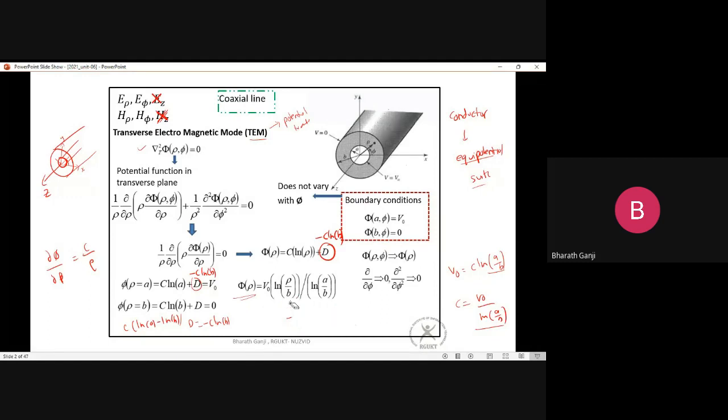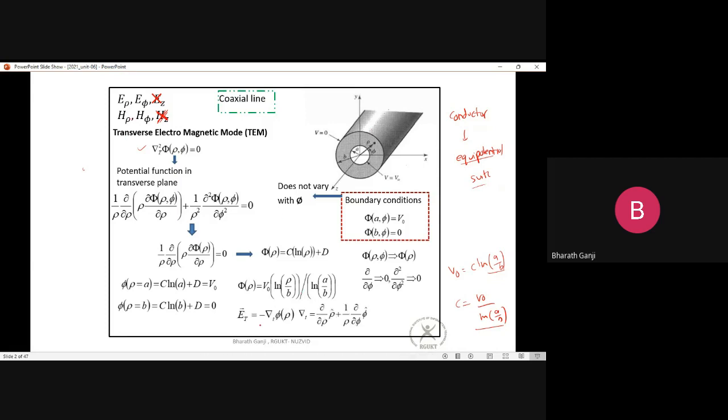So I have a solution, in fact, and I can see that the potential function is not a function of phi, and I get a solution to this differential equation. So in fact, a transverse electromagnetic wave can exist on this coaxial line. So if the potential function exists, how do you calculate the electric field? What I want is the transverse component.